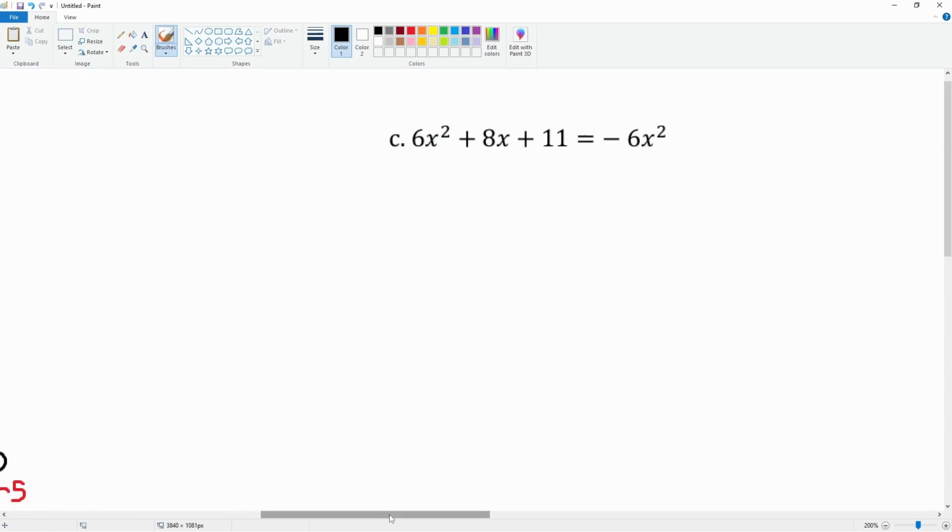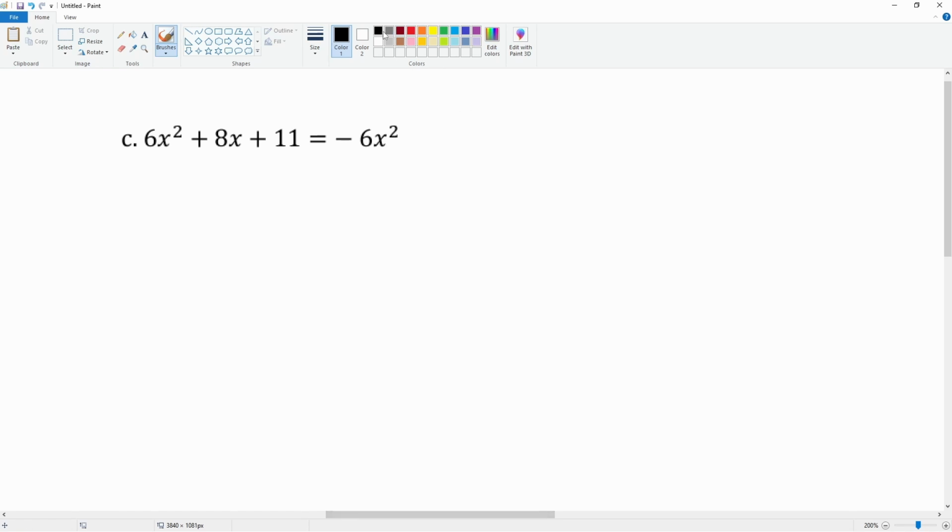Okay. Then we have C. This is not equal to 0, so we have to get rid of it. So we have to add 6x, or 6x squared, to both sides. This cancels. Now you see how it equals 0.